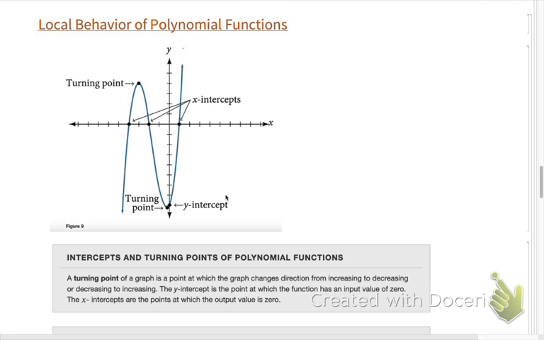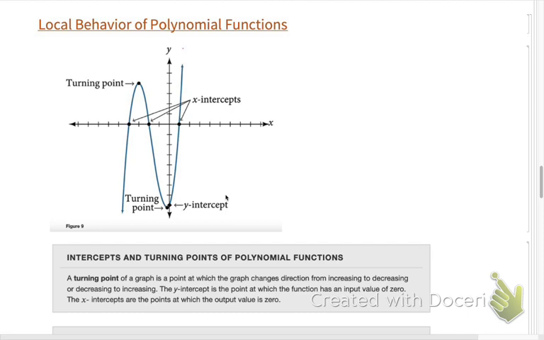So you can see in the graph here of just some polynomial function, a polynomial function either rises or falls as you move to the left or moves to the right. And of course, it's going to cross the x-axis at some point. They don't have to, but in the case that they do, those places where you cross the x-axis are called x-intercepts. And wherever you cross the y-axis is called the y-intercept.